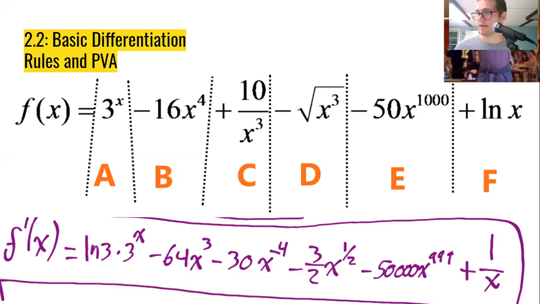This one, in order to do that one, you needed to rewrite it. And now that you see what the answer is, maybe that helps to see. The answer is 10x to the negative third. And as soon as you see it that way, it's much easier.